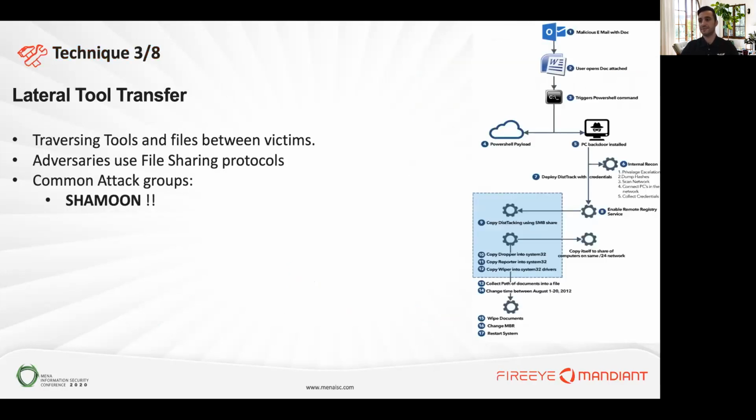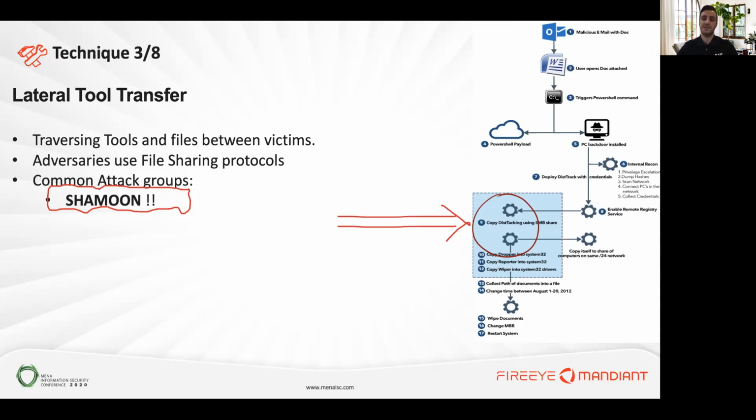The third technique is around lateral tool transfer. So in this technique, the adversary will try to copy files laterally between internal victims. This is definitely to support lateral movement using file sharing protocols like SMB for connected network shares, or maybe in some other cases with authenticated connections like SMB or Windows admin shares. So we all know that without using the lateral movement technique and this specific technique, Shamoon had no chance to be that destructive. So this is, as we can see here, the Shamoon execution flow.